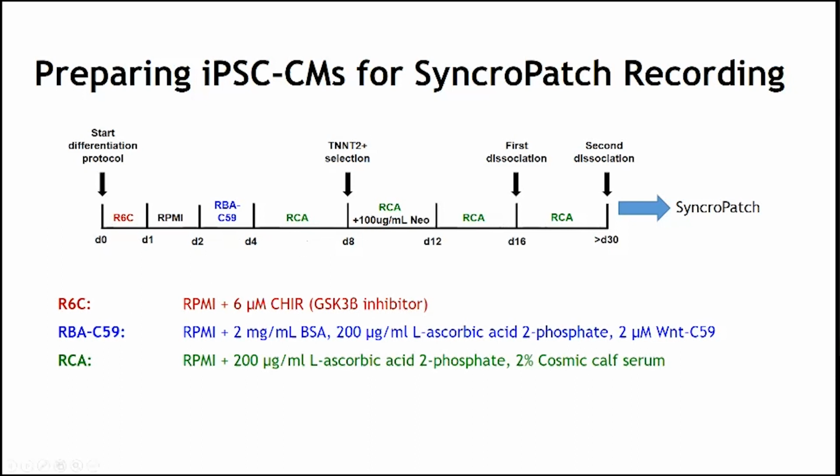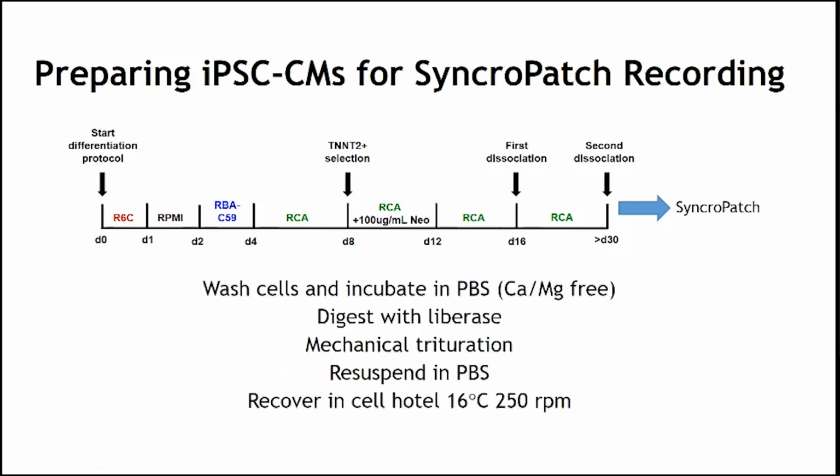They're first dissociated at 16 days post onset of differentiation. And then we do a second round of differentiation around day 30, and then the cells can be plated for use on the SynchroPatch sometime later. And here's just some details about the media. Questions about this would probably have to go to Paul Burridge, not necessarily me.